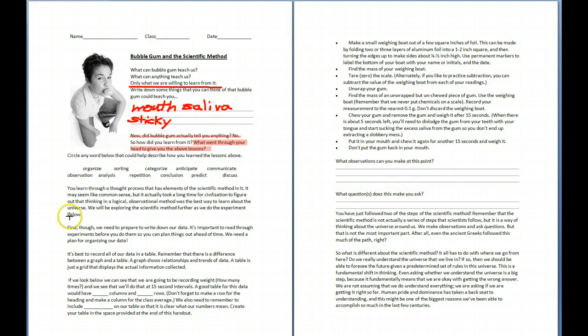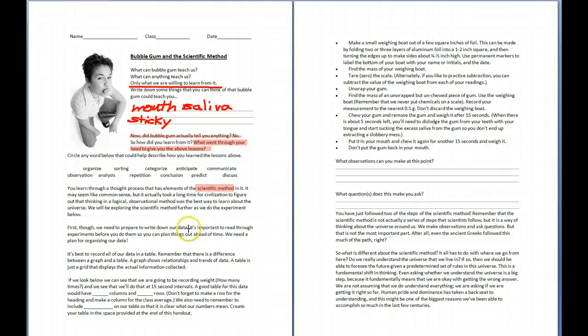Okay, so when we're learning about things, we are learning about things through the scientific method. Okay, so the scientific method is a way of thinking. Now it might seem like, oh, well, it's easy to figure out the scientific method, but it's actually been a lot of years that went into figuring out what the scientific method was.